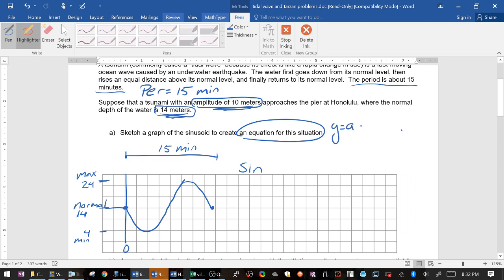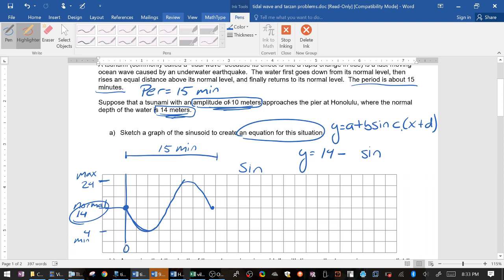I'll get our shell. Y equals A plus B sine of C, and then X plus D. Okay? That's the beginning part. So A is our midline. Our middle is at 14. So it's 14. Okay? This graph starts in the middle and goes down. So that's like a reflected sine graph. So instead of putting a plus value here, I'm going to put a minus. So it's a reflected sine graph. So minus sine.